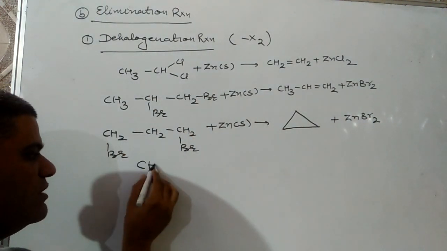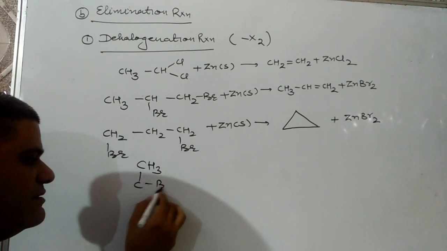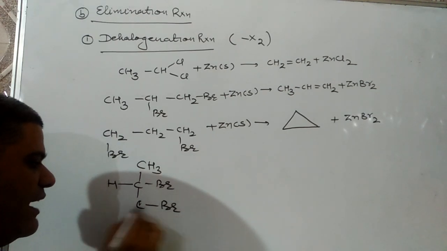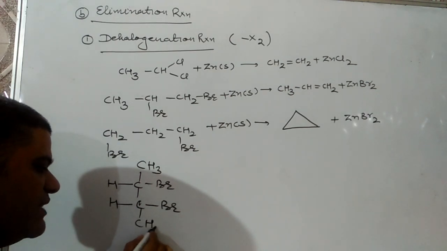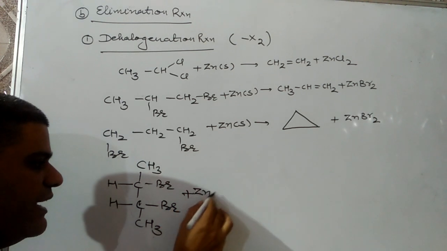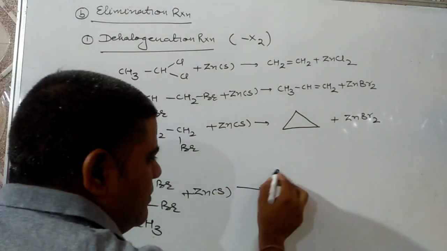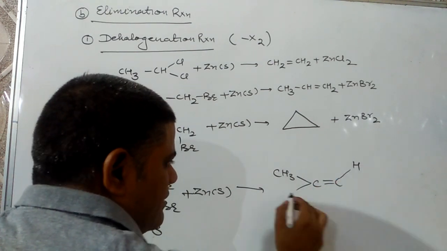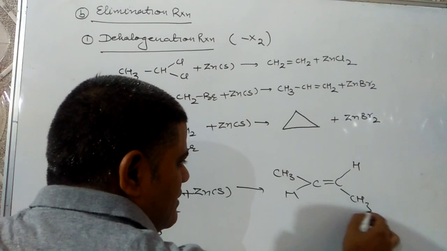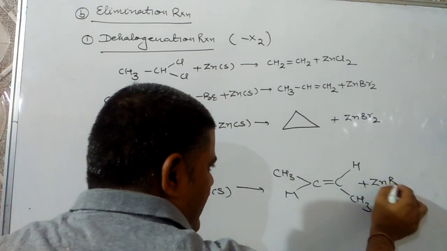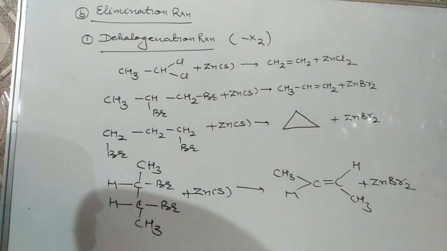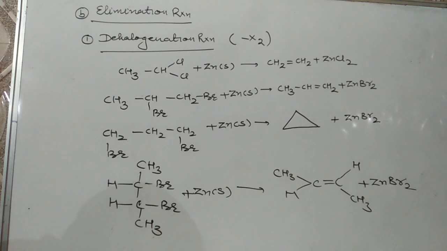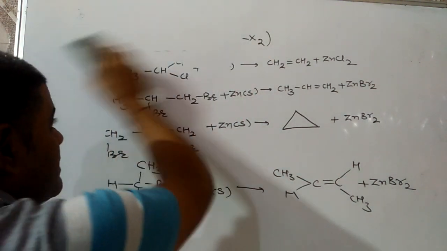If meso-2,3-dibromobutane is there, and we react it with zinc metal, here the product will be trans-butene. As I have mentioned earlier, the bromine addition takes place by an anti mechanism, but for trans, the meso form is formed, and for cis, the racemic mixture is formed.